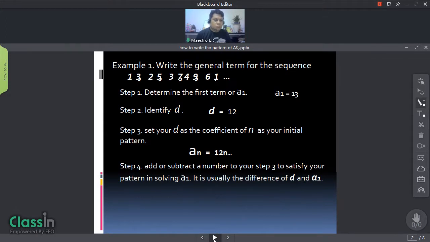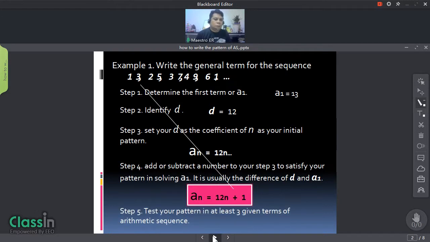So we have to add to 12n any number to satisfy a sub 1. So therefore it is a sub n equals to 12n plus 1 because if n is 1, it is only 12. So we have to add 1 so that it will satisfy the given a sub 1, which is equals to 13. Okay. Then we have step 5, test your pattern in at least 3 given terms of arithmetic sequence.